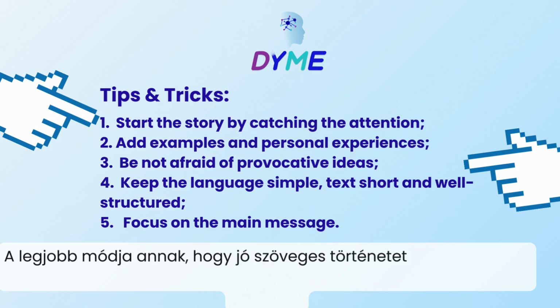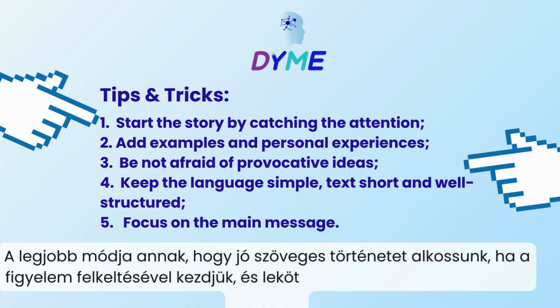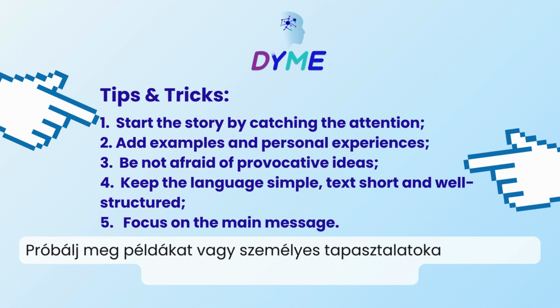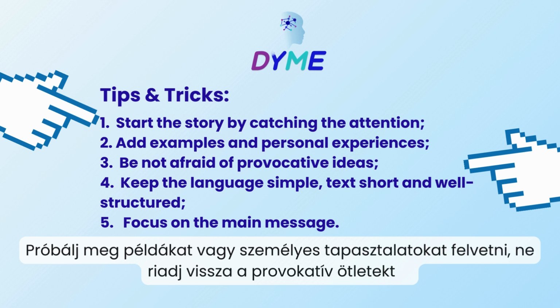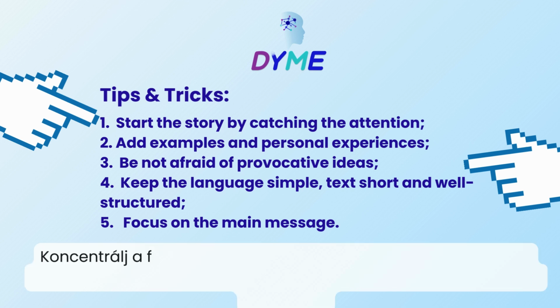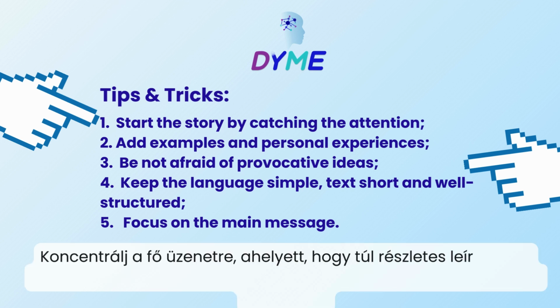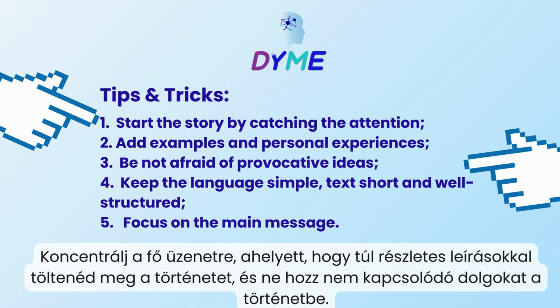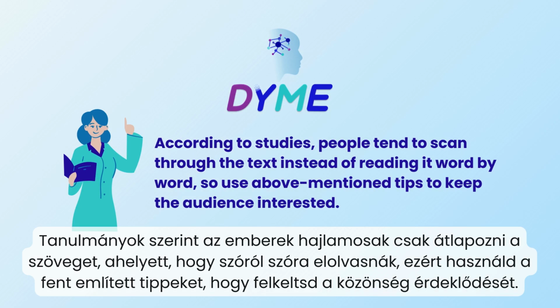The best way to create a good textual story is to start it by catching the attention and captivating the readers so they keep reading. Try adding examples or personal experiences, don't shy away from using provocative ideas. Keep the language simple, text short and well-structured. Focus on the main message instead of filling the story with over-detailed descriptions, and don't bring unrelated things to the story. According to studies, people tend to scan through the text instead of reading it word by word, so use the above-mentioned tips to keep the audience interested.